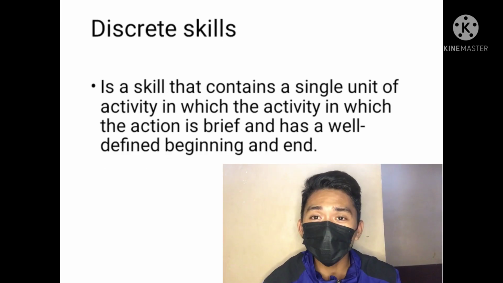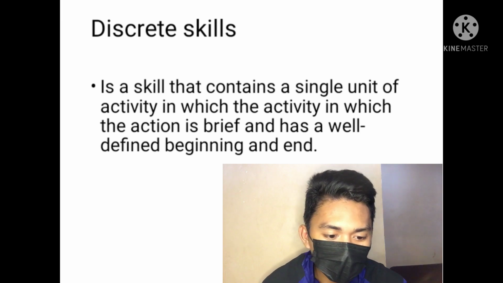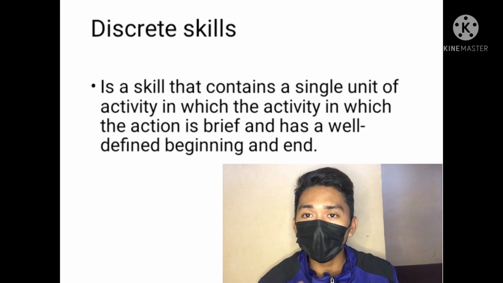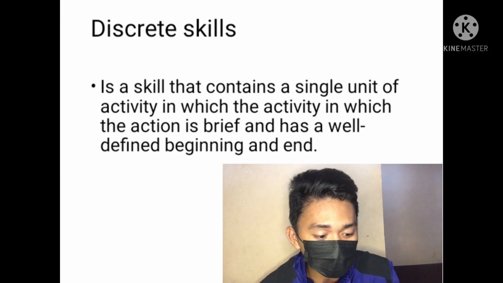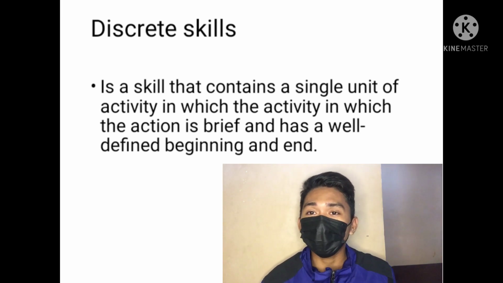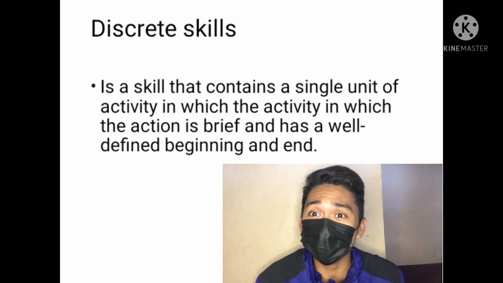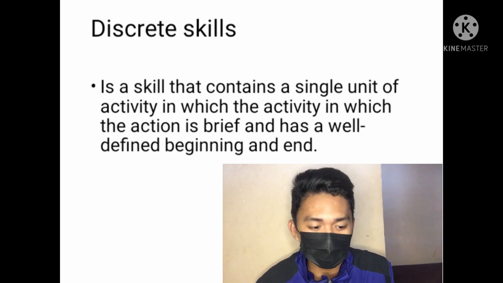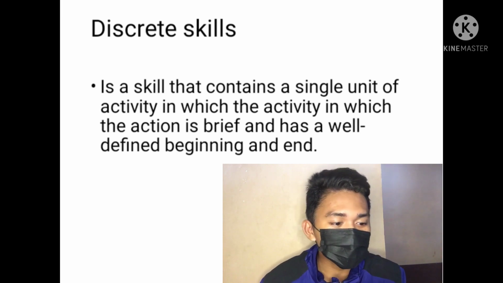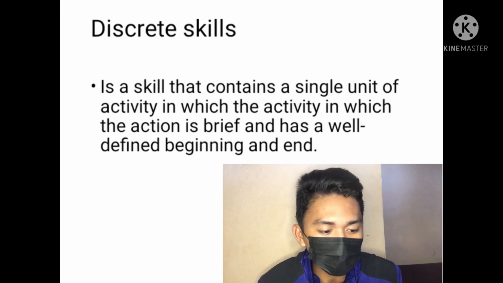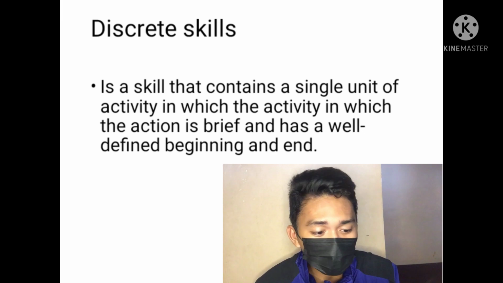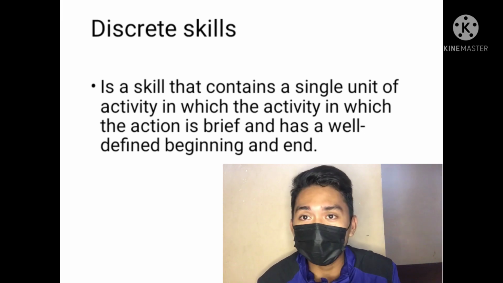The next question is, explain the beginning and ending point of a skill. I researched about this because I understood that this question, number three, is about discrete skills, which is a part of the classification of motor skills. So, what are discrete skills? It's a skill that contains a single unit of activity in which the action is brief and has a well-defined beginning and end.